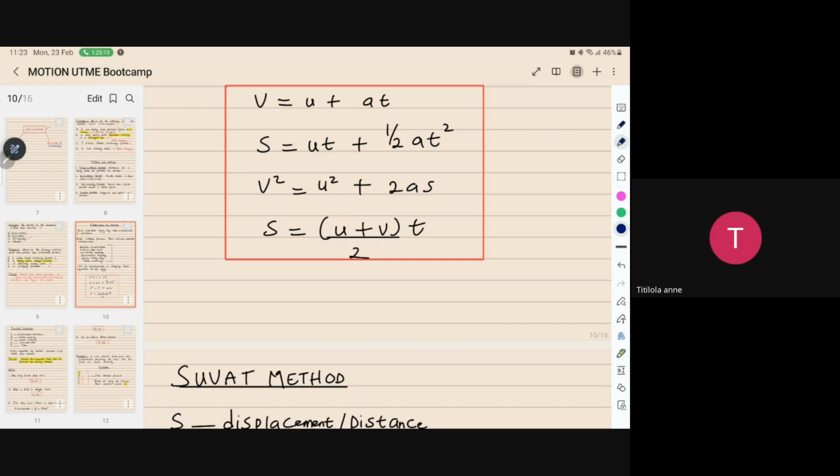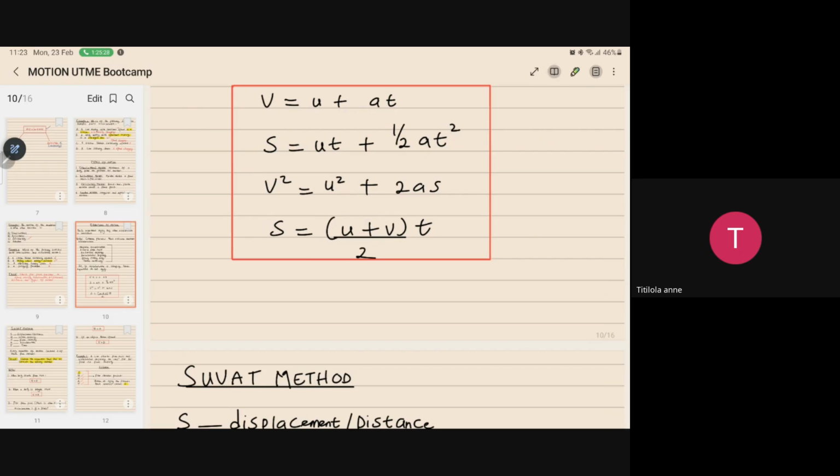But one of them will be missing in all of them. You understand? It's either T is missing in your own, or A is missing, or this one is missing. You can only have 4 of those variables. Look at this one. S is 1, U 2, 3, and 4. Do you understand it now? So that's why we have this SOVAT.